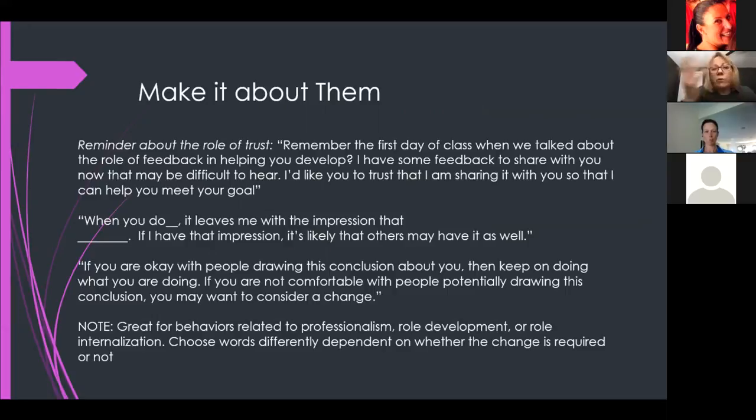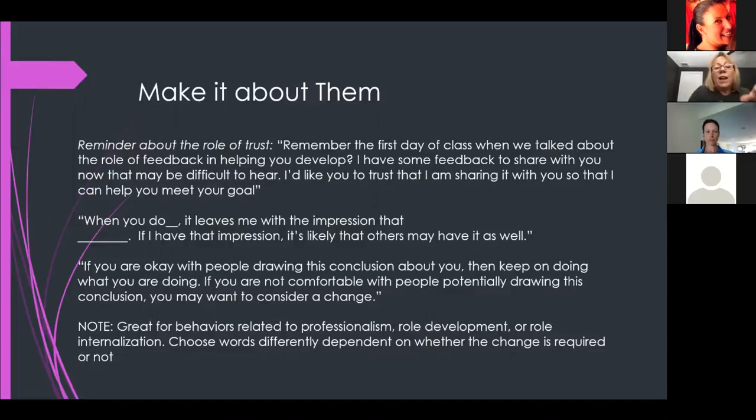remembering the role of trust, remember the first day of class when we talked about the role of feedback. I have some feedback to share with you that may be difficult to hear. I'm glad that I can help meet your goal. This is another one, and she uses this a lot. She says when she's evaluating students in the clinical area, when you do this, it leaves me with the impression that, whatever, you don't care, you're disinterested, and et cetera.